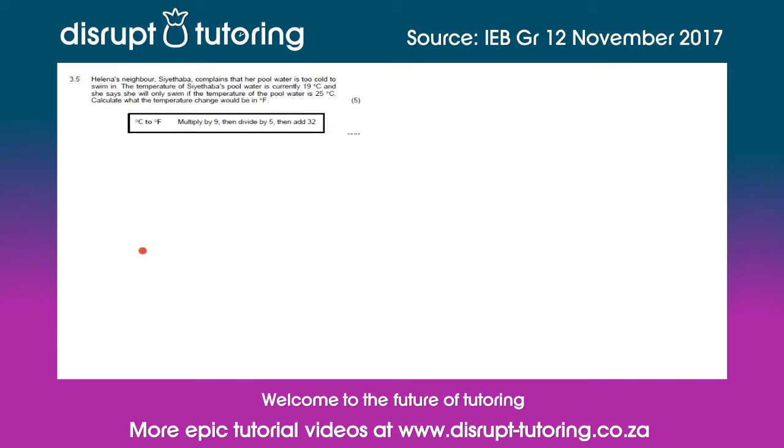We're on question 3.5 from the 2017 IEB Maths Lit Paper 2. This question deals with converting degrees Celsius to Fahrenheit and finding the difference in temperature.